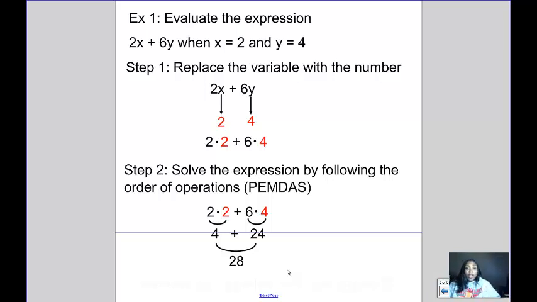And you know that you're going to be evaluating an expression, one, because they'll usually say evaluate, but it's also going to tell you what the variable is equal to. So when you know what the variable is equal to, all you have to do is plug it in, plug it in. Got it?